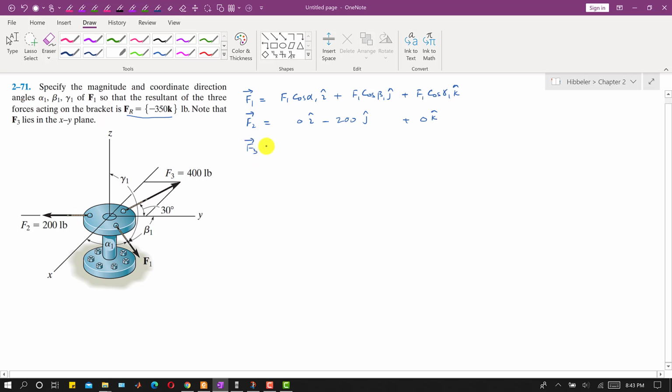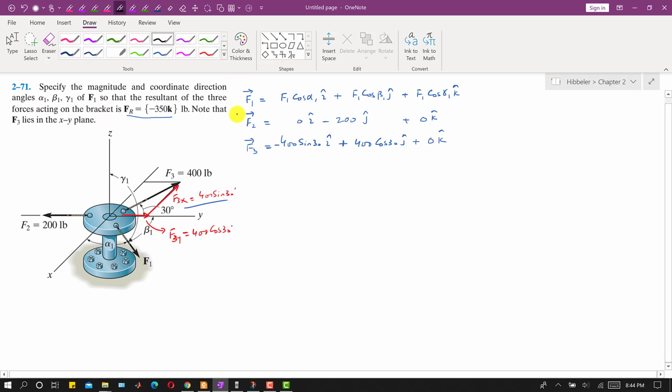And similarly F3. F3 has two components. It has one component acting in the positive y direction, the cos component, and another component acting in the negative x direction. So this is F3x, and this component is F3y. F3x is the sine component if we consider this triangle, so this is 400 sine of 30, and since the angle is made with F3y, that is the cos component, 400 cos of 30 degrees. So F3x is 400 sine of 30 i, acting in the negative x direction, so I will write minus. And F3y is acting in the positive j direction, so I will write plus 400 cos of 30 j, and its k component is 0, right?